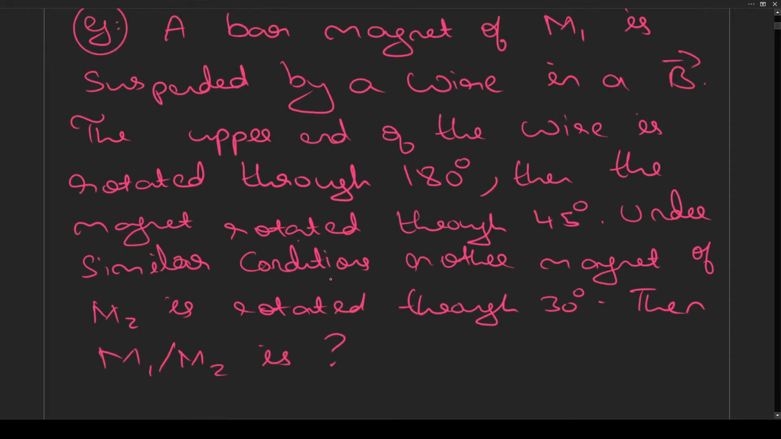Okay, they're saying a bar magnet of magnetic moment M1 is suspended by a wire in a magnetic field. There is a wire that is holding a bar magnet in a magnetic field. If the upper end of the wire is rotated through 180 degrees, then the magnet is rotated through 45 degrees. And there is another magnet in similar conditions, held by the same kind of wire. It is also rotated by 180 degrees, but the magnet was rotated by 30 degrees only. Then find M1 by M2.